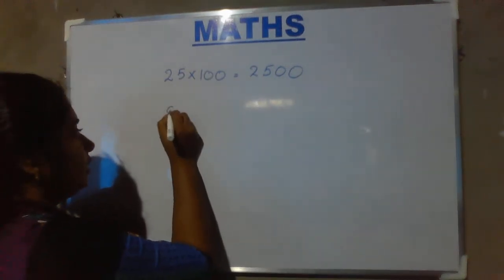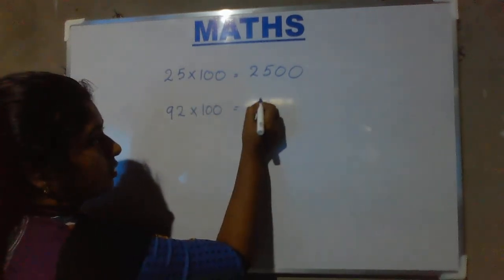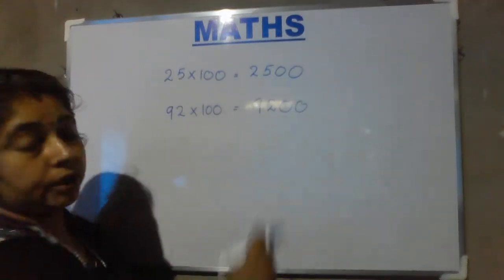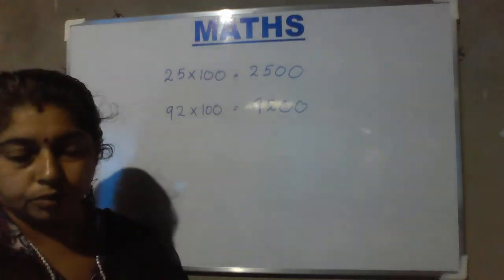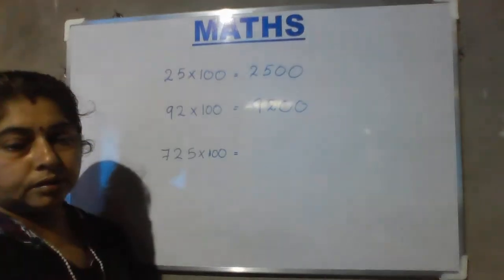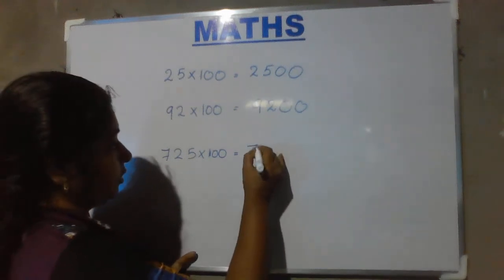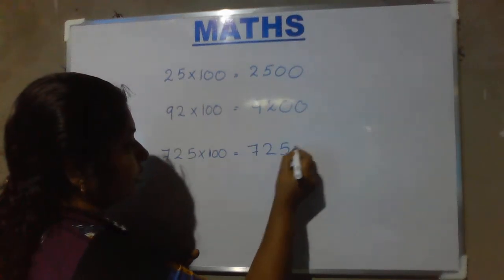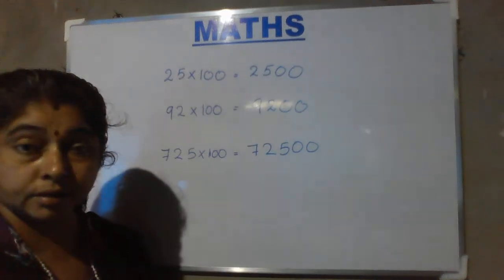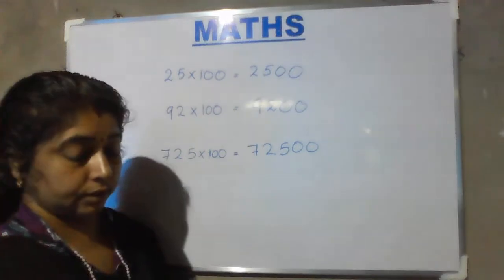Then 92 into 100. What is the product? Yes, 92 and put 2 zeros to the right of that number. 9200. Then 725 into 100. This product is 725 and put 2 zeros. Then 72,500 is the product of 725 and 100.